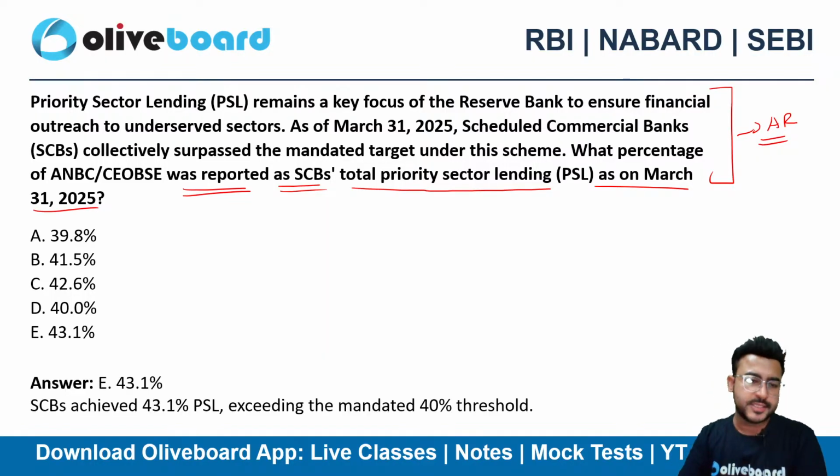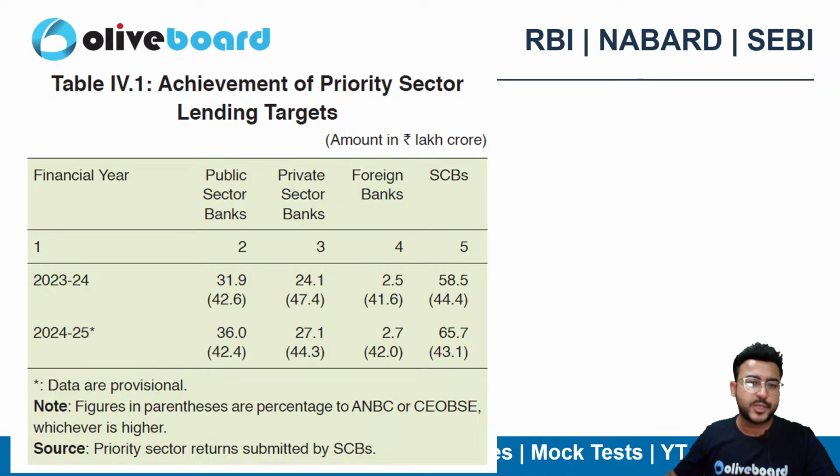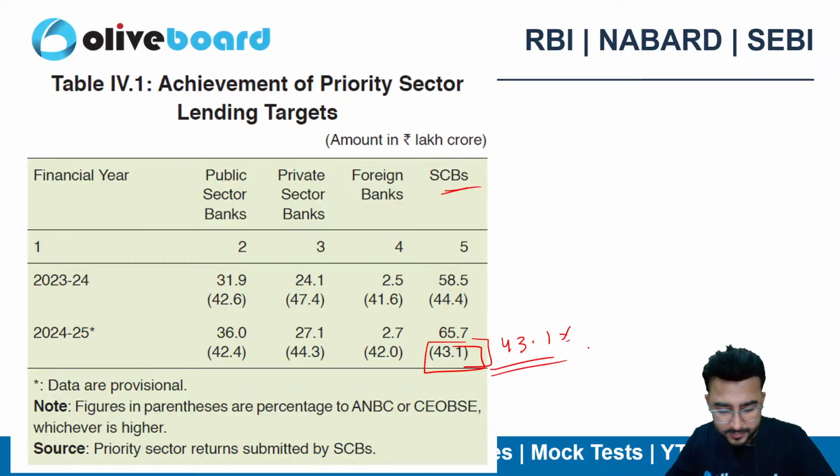The correct choice here will be option E, 43.1%. The bare minimum that is mandated is 40%, as mentioned in the comment section as well, and 43.1% is what SCBs have now achieved. In the annual report we can see the achievement of PSL targets: the scheduled commercial banks had a target of 40%, and they have crossed it. They have achieved 43.1%.